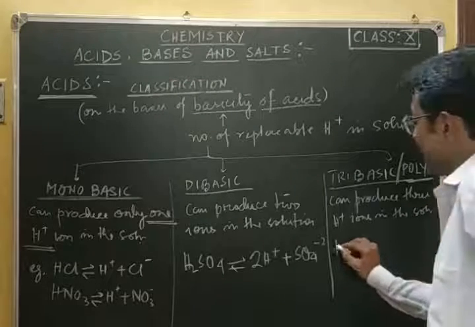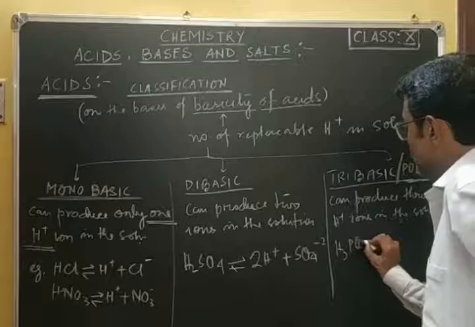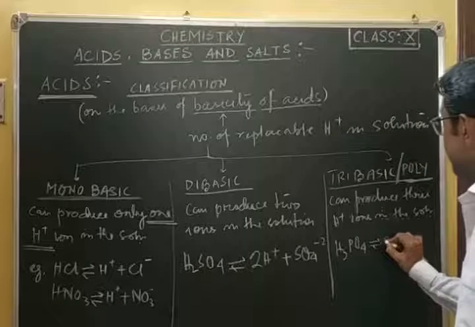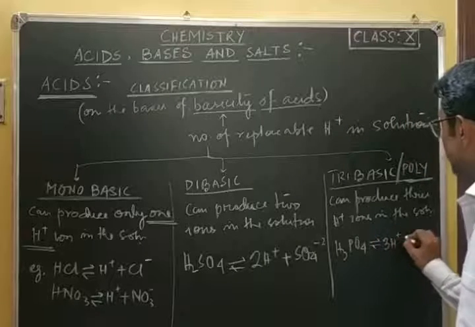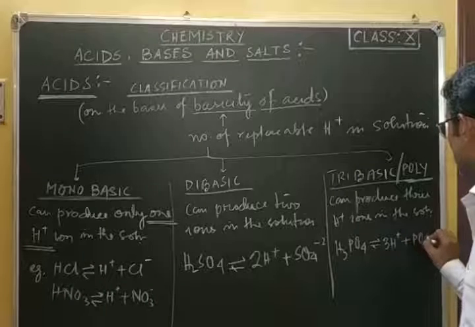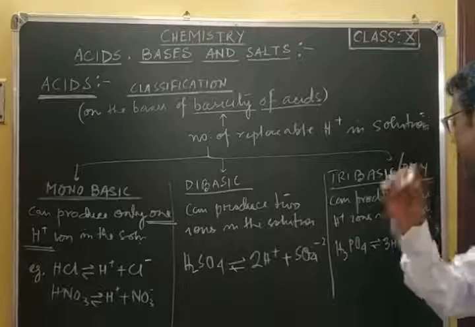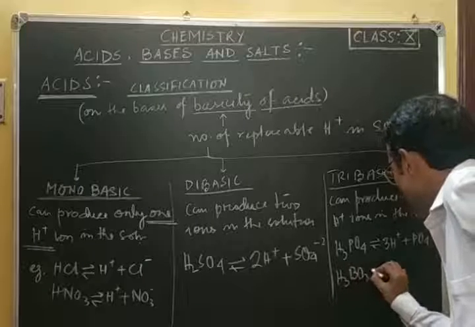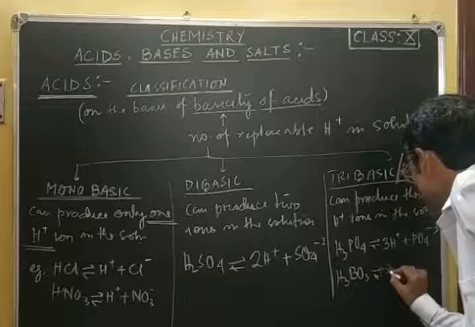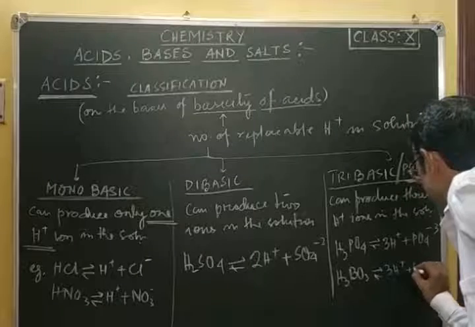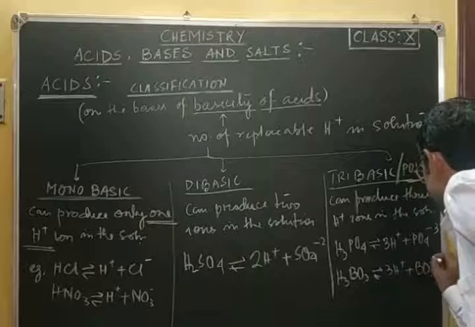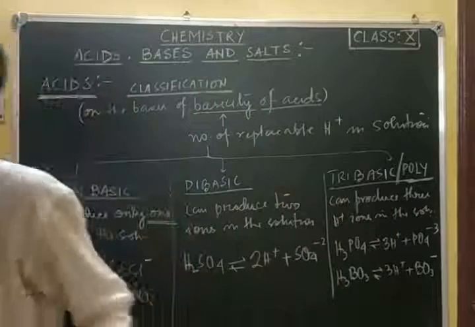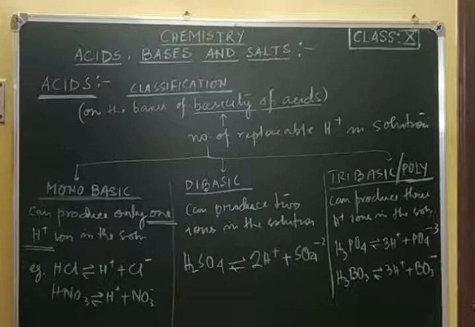So I can take the example of H3PO4, that is phosphoric acid. Remember, this is 3H plus PO4, that is the phosphate radical. Another example is H3BO3, orthoboric acid, so 3H plus BO3 minus. So on the basis of basicity, acids can be classified into these categories.